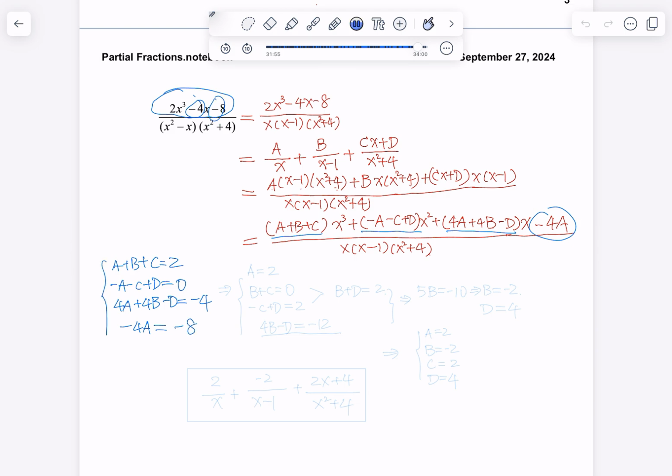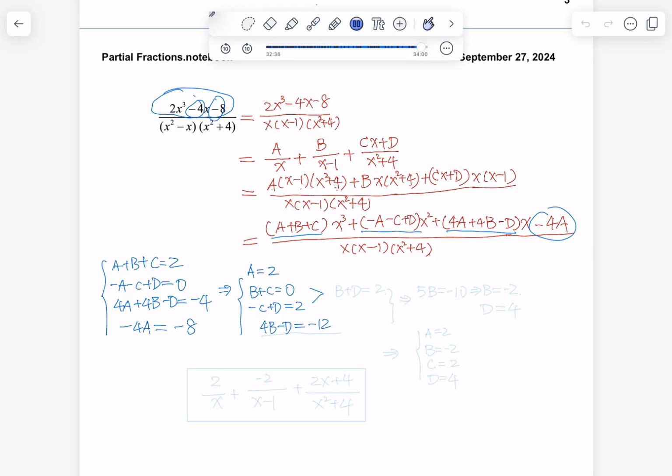Now we are going to solve this system of linear equations for A, B, C, and D. We have A equals 2. We're plugging A equals 2 into the equations. You would have B plus C equals 0, and minus C plus D would equal 2, and 4B minus D equals minus 12.